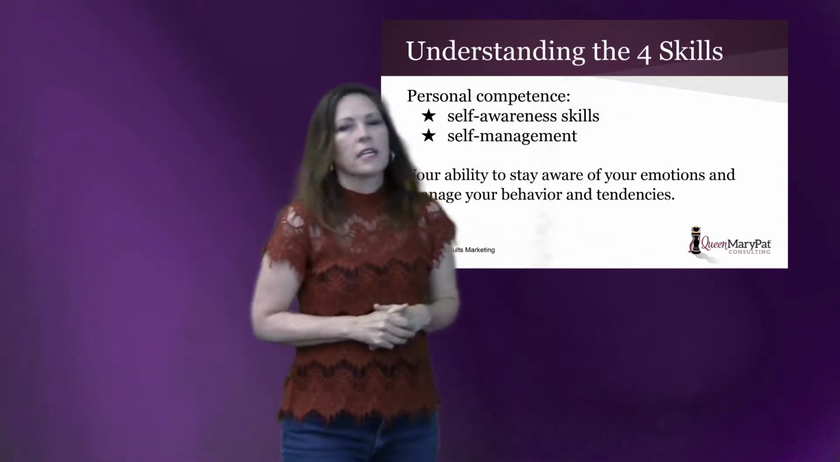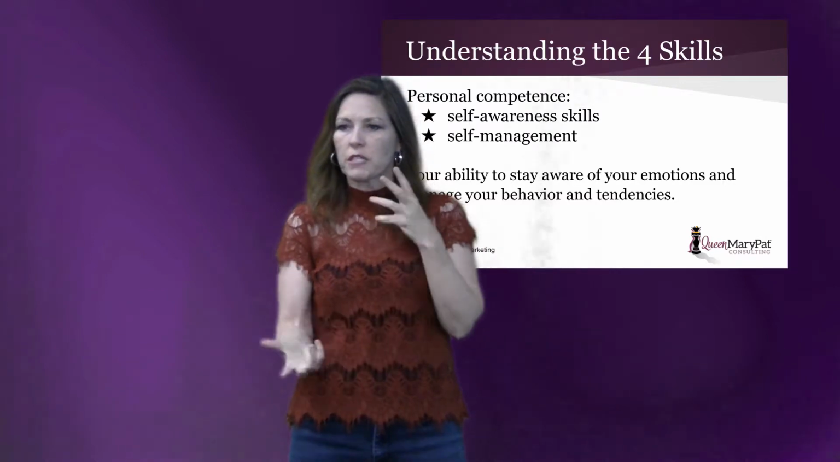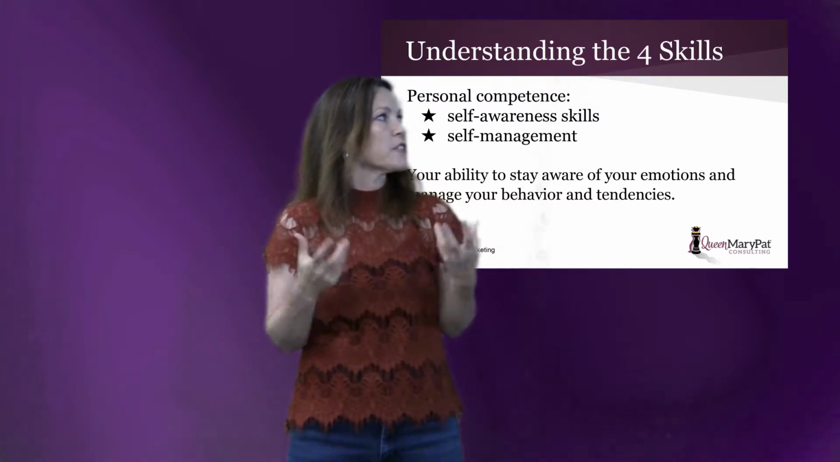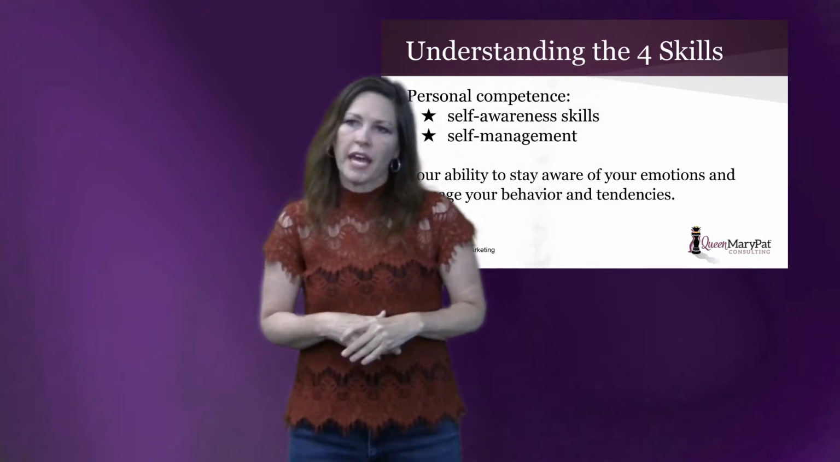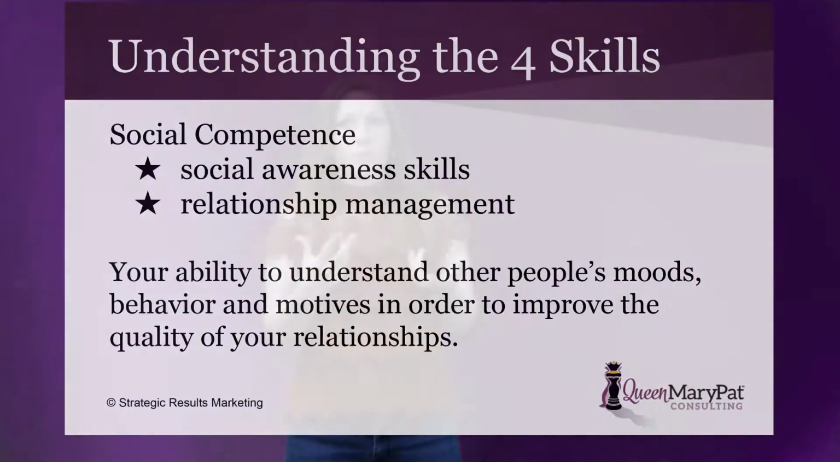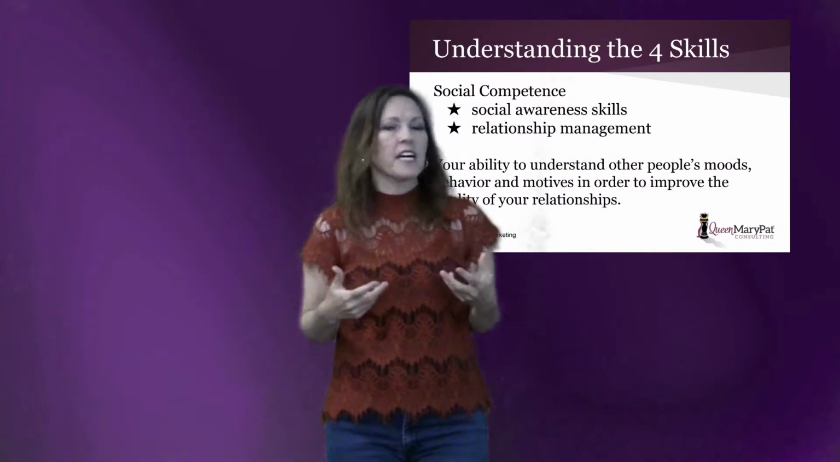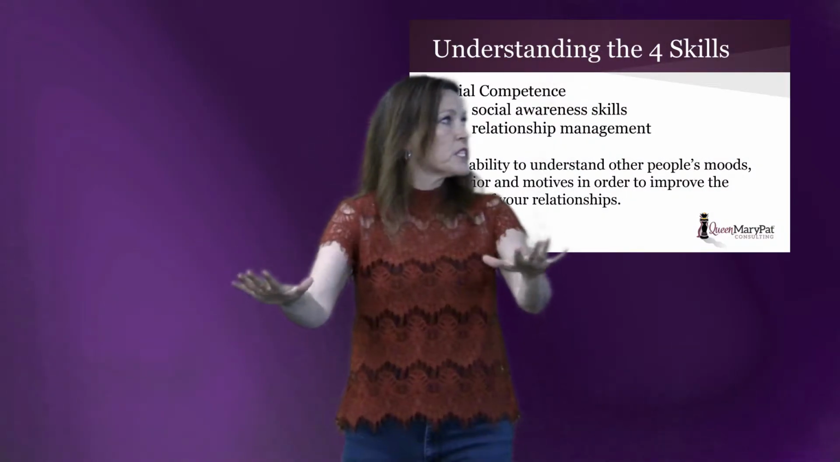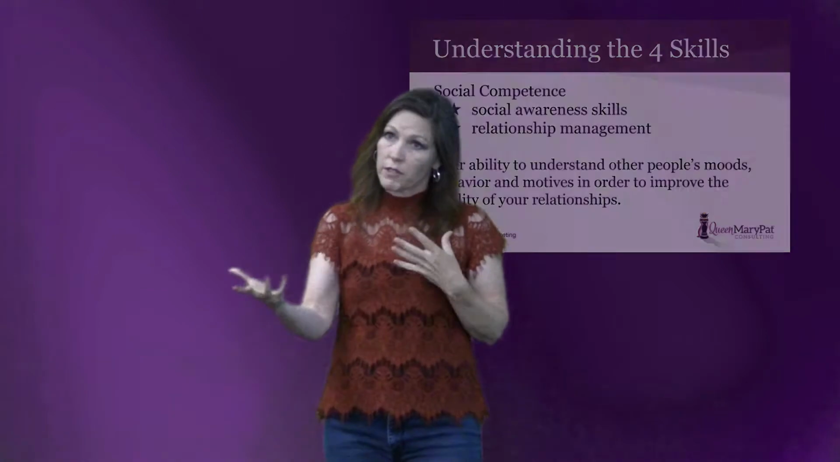Personal competence is self-awareness and self-management. So it's both of these pieces together. It's really your ability to stay aware of your emotions and manage your behaviors and tendencies. Social competence is social awareness with relationship management skills. And this is your ability to understand other people's moods, behavior, and motives in order to improve the quality of your relationships.